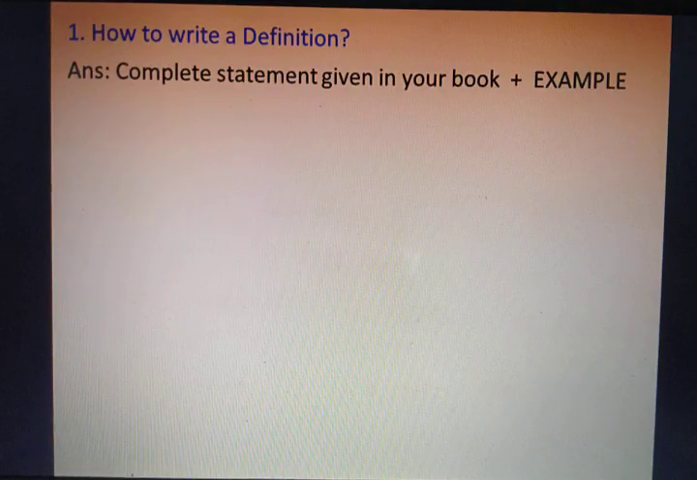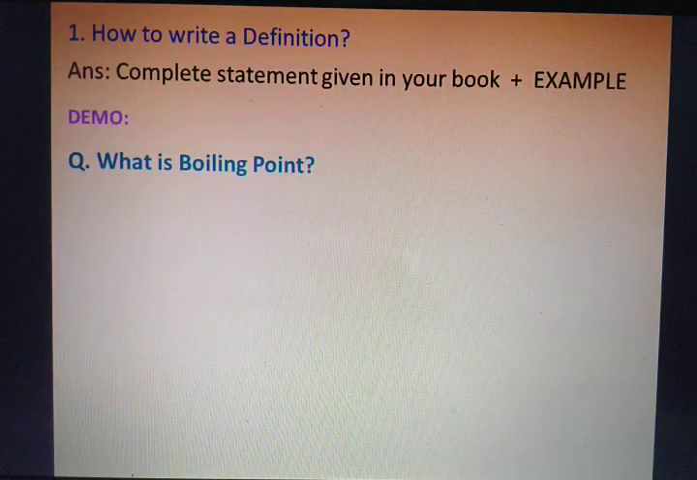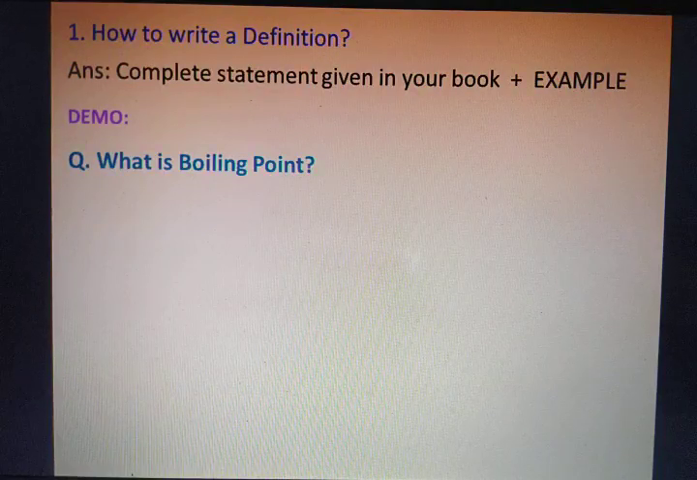Okay, let me give an example. For example, the question you may have is: what is boiling point? Or you may also get: define boiling point. What do you understand by the term boiling point? All these are basically questions related to one particular thing, that is the definition of boiling point.